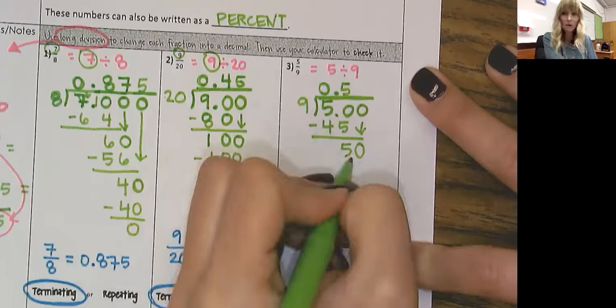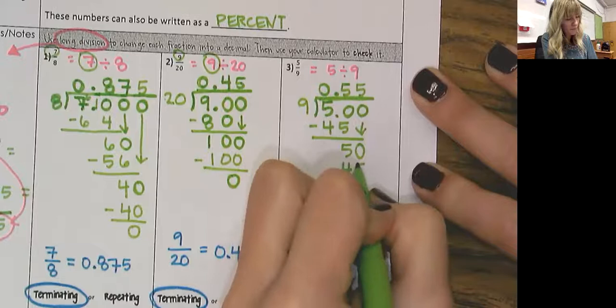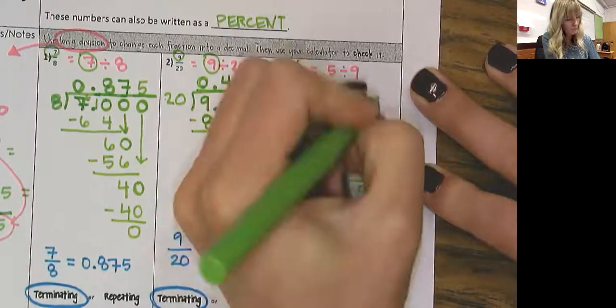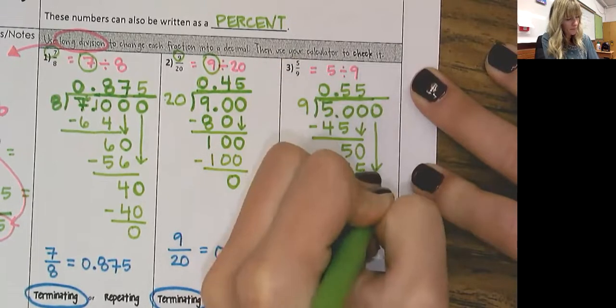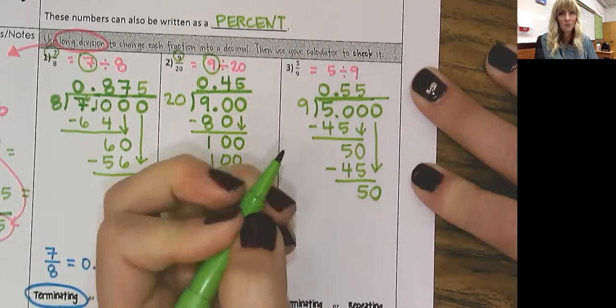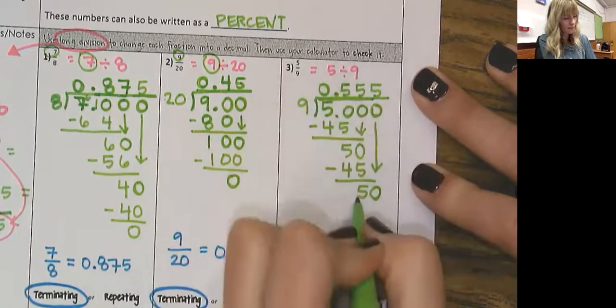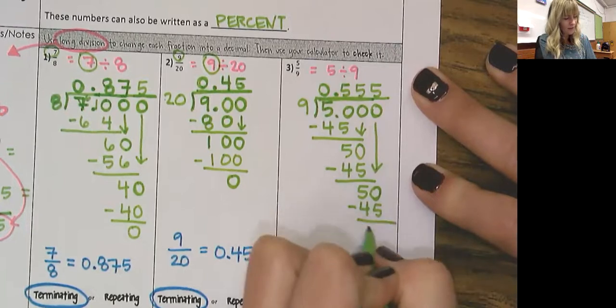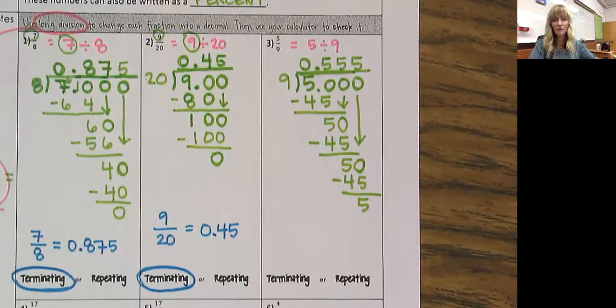9 into 50. Oh, we just did that. 5. 9 times 5 is 45. I'm going to subtract. Well, I still don't have 0 yet, so I could bring down another place value. 50. You see what's happening here? 9 into 40, okay. 5. What is going to happen here? Is this ever going to stop? If I keep adding zeros and bringing down, I'm going to keep getting 50, 50, 50, and 9 is going to keep going into that 5 times. We get 5, 45, 50, 5, 45, 50.